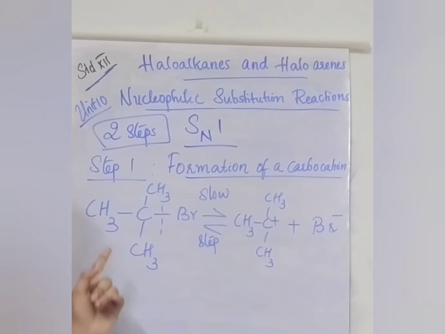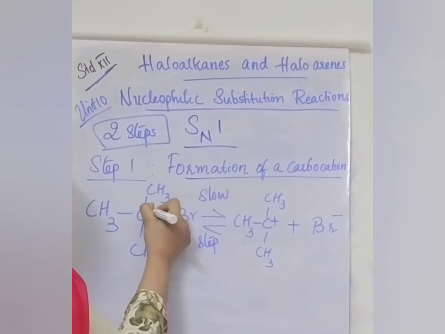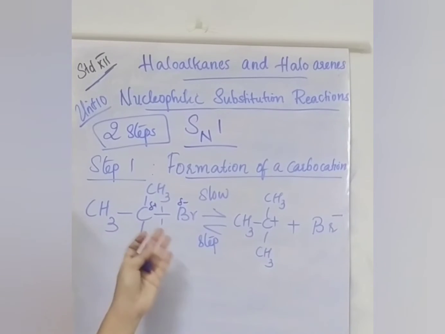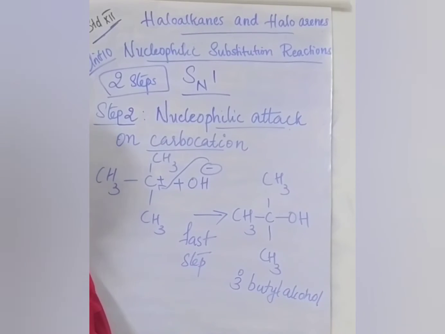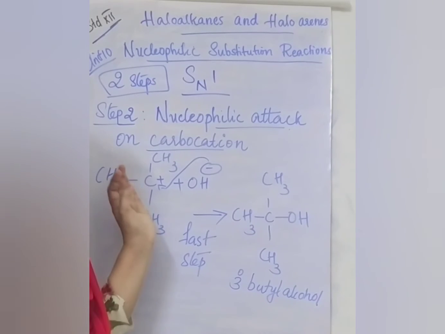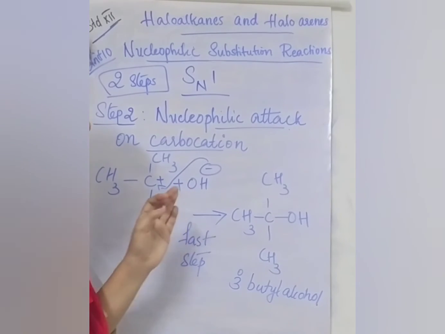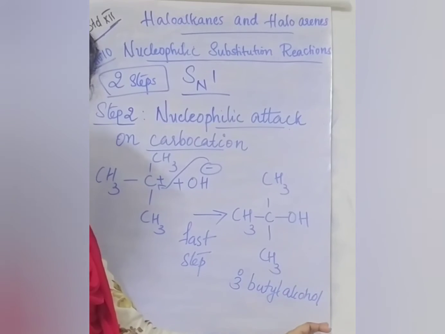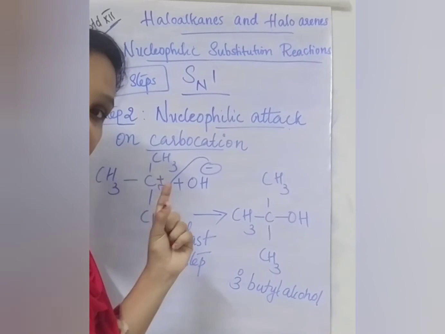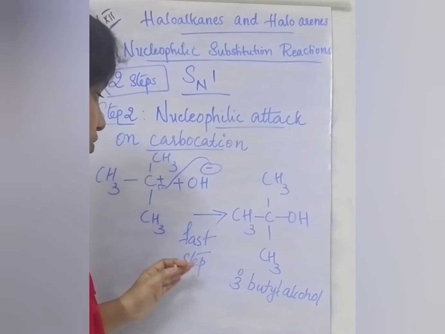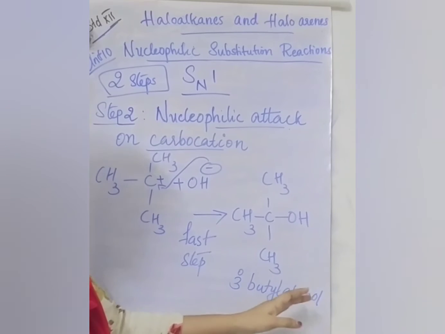The polarized C-Br bond, with partial positive charge and partial negative charge, undergoes a slow cleavage to form a carbocation and a leaving group. The next step, step number 2, is nucleophilic attack on this carbocation. Now see, carbocation is a very reactive species, so it reacts readily with OH minus to form tertiary butyl alcohol. So this is a fast step. The other one was a slow, rate determining step. Now this one is a fast step and tertiary butyl alcohol is formed.